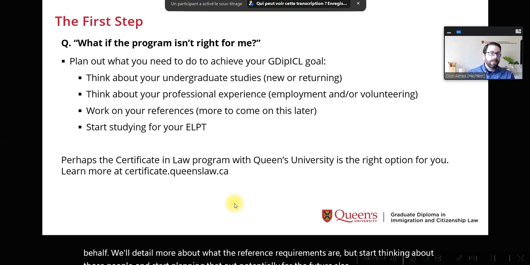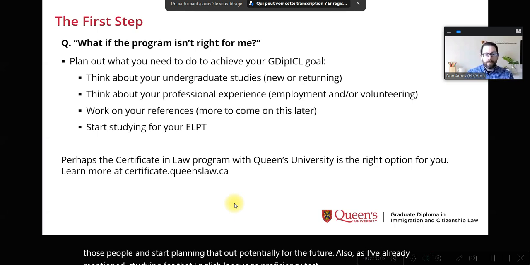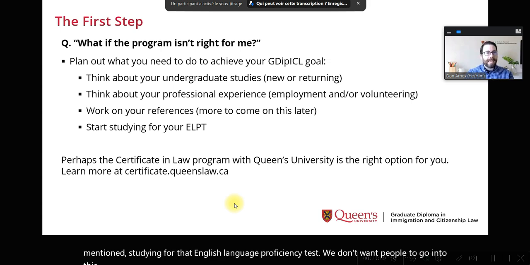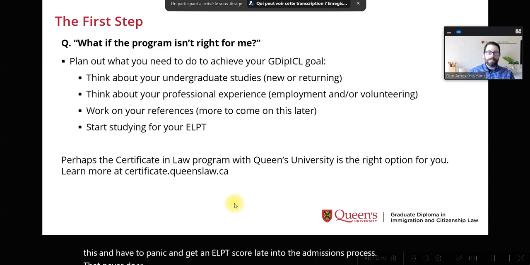Also, as I've already mentioned, studying for that English language proficiency test. We don't want people to go into this and have to panic and get an ELPT score late into the admissions process. That never does anything good for anybody. And myself, I've taken an ELPT. I know how stressful that process is. We want you to prepare accordingly.